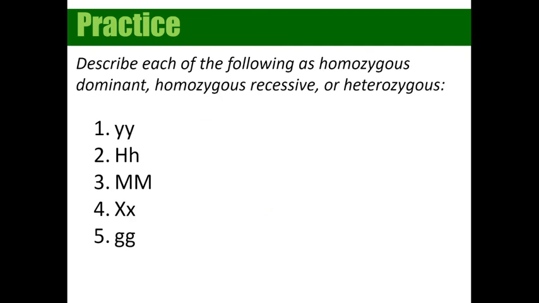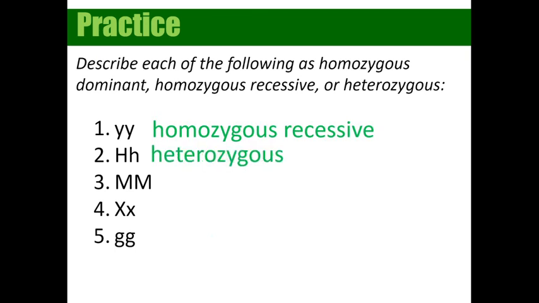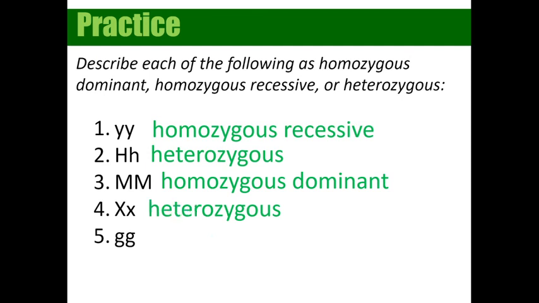Now describe each of the following as homozygous dominant, homozygous recessive, or heterozygous. So little y, it's going to be homozygous recessive. Big H, little h will be heterozygous. Big M is homozygous dominant. Big X, little x is heterozygous. And little g is homozygous recessive.